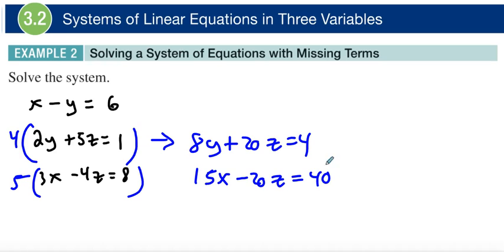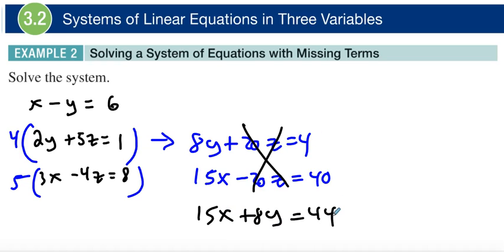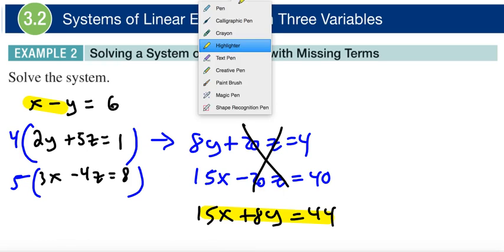So check this out. Notice what happens here. See, the z's cancel, and I get 8y and 15x. Well, you can't combine those, so you just get 15x plus 8y equals 44. Bam! So look, I have one equation that has an x and a y, and I have a second equation now that has an x and a y. And that's what my goal was. I knew that when I combine these, it's just going to give me x and y, right? And that I could just get rid of those guys right there.